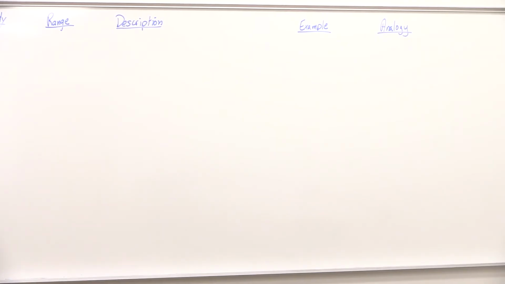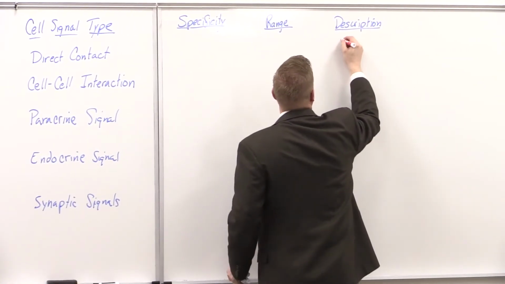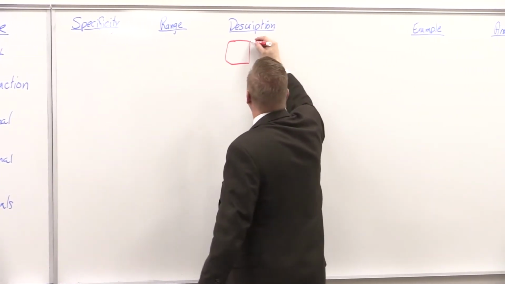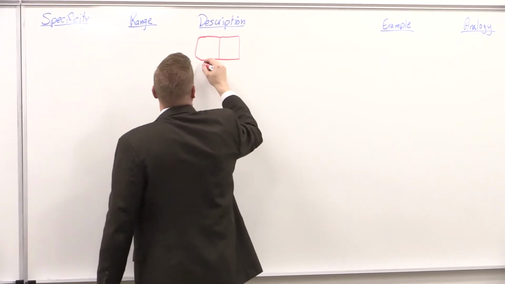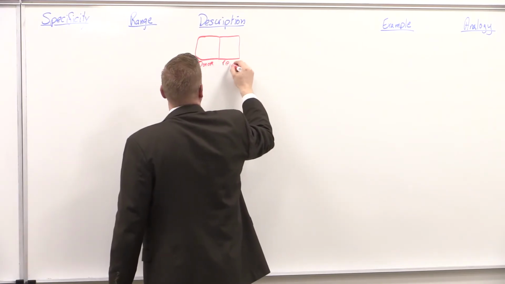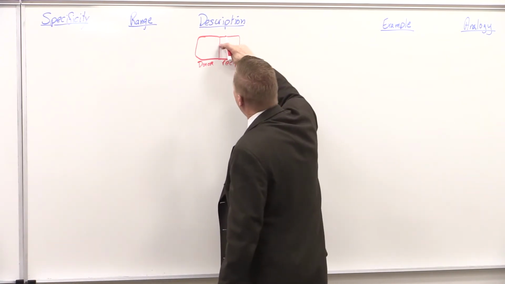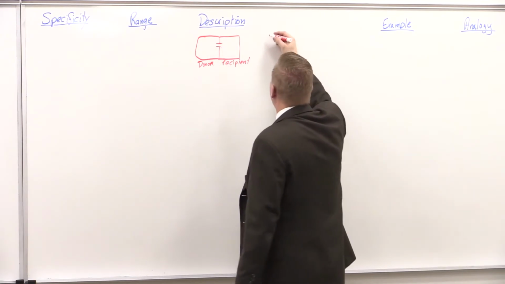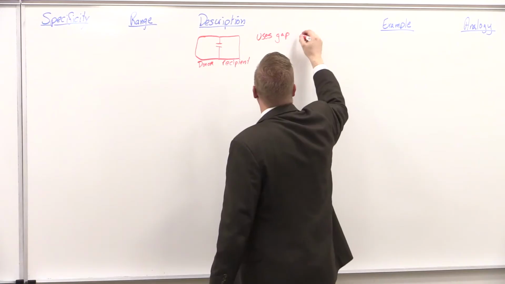So, in the case of direct contact, let's start with our description right here. You are going to have our signaling cell, in this case, right next to our recipient cell. So here's our donor, and here's our recipient. And they're really right next to each other. And then they're connected to each other. The cytosol of one is connected to the other through what's called a gap junction. So it uses gap junctions.